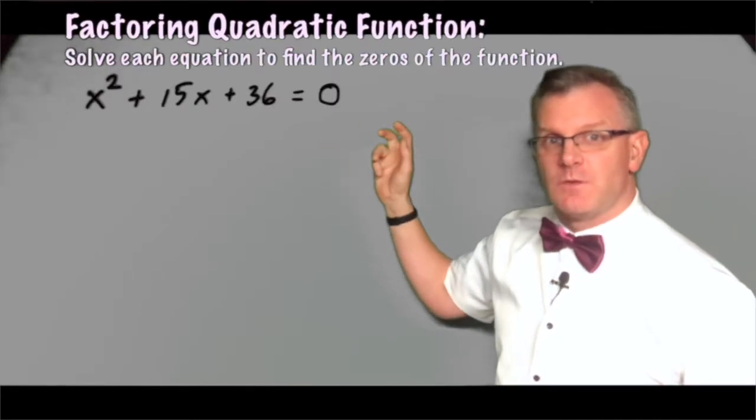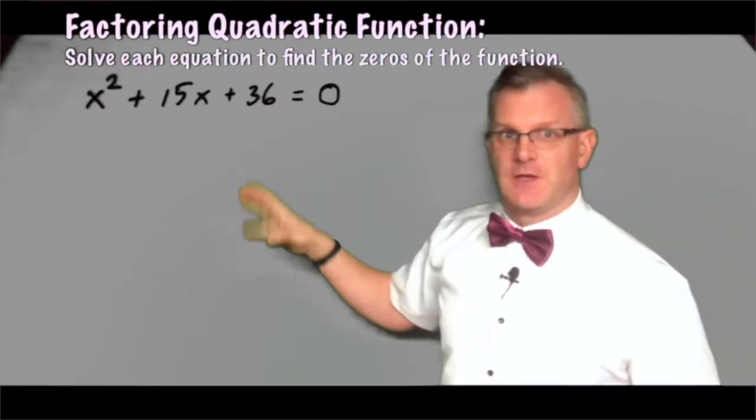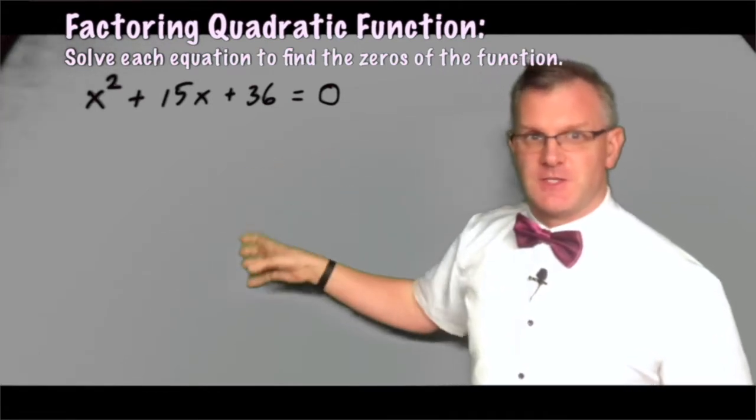Enough of the easy stuff. We're taking the training wheels off. We're heading for the double black diamond. None of this bunny slope stuff. We're factoring now. We'll look at x squared plus 15x plus 36 equals 0. We're going to go ahead and factor this to find the zeros.